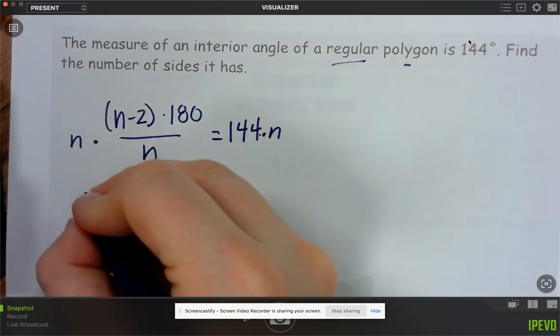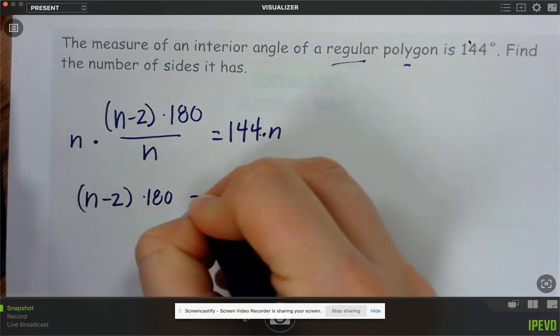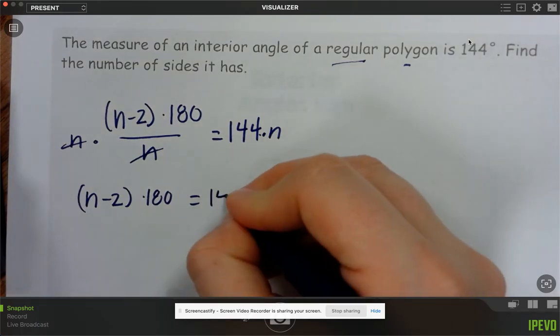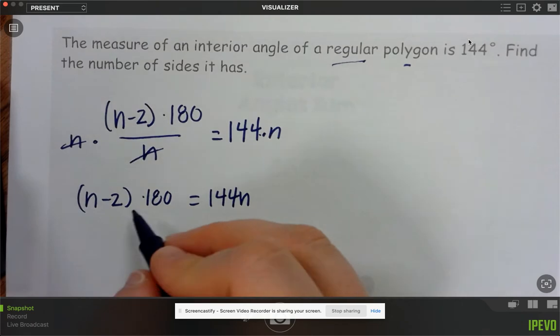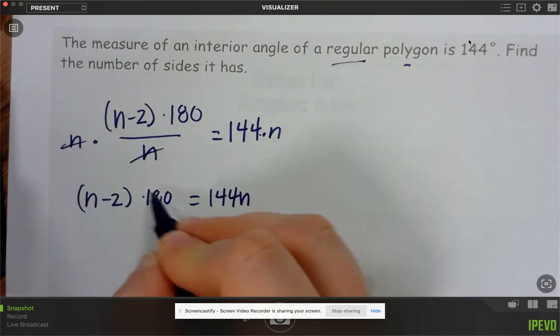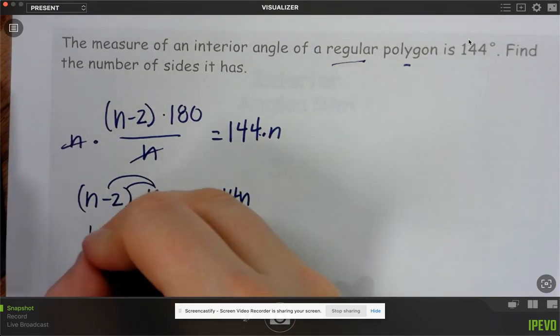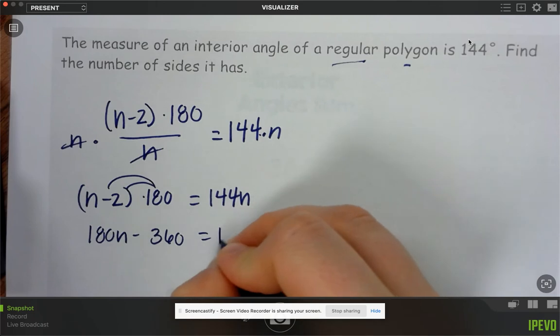So now we're going to have (n minus 2) times 180 left on the top. These n's cancel. Equals 144n. Now from here, I'm going to distribute my 180 to both of those. So I have 180n minus 360 equals 144n.